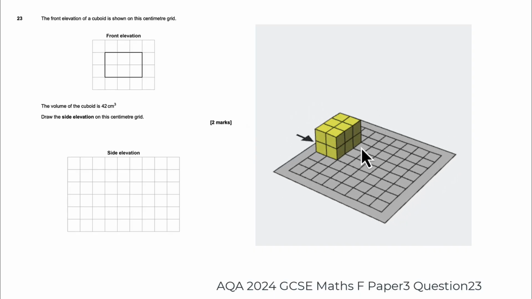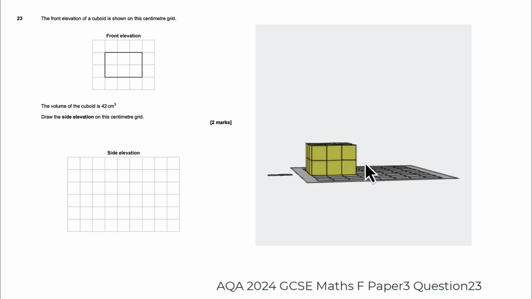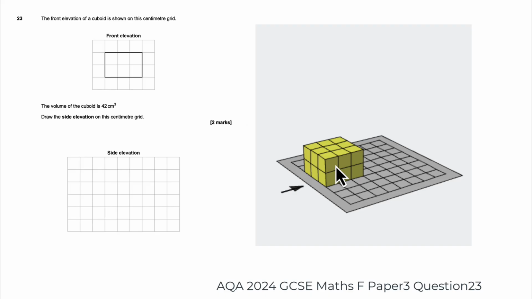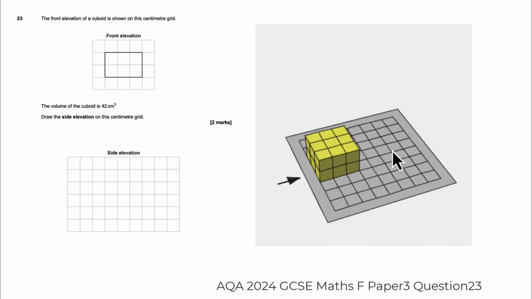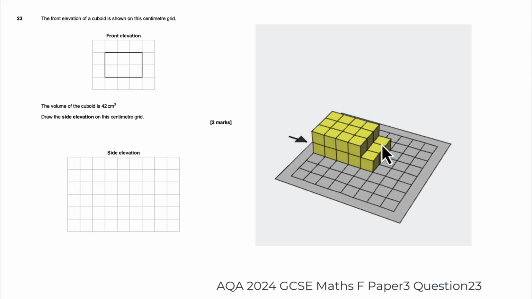Now let's continue with this building of another layer of 6. We've added another 6, and every time we do that we're not altering the front elevation. It's still exactly the same. We are altering the side elevation. Now the volume of this cuboid is 1, 2, 3 lots of 6. That's 18. That's not quite what they wanted yet. Let's add another 2 layers to this.